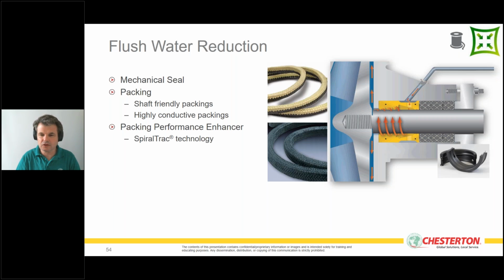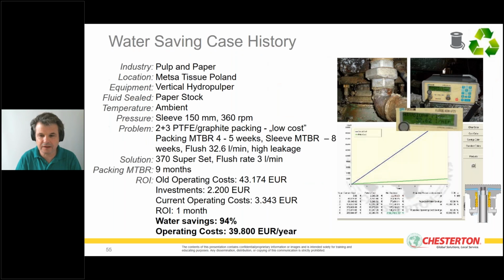In the next slide, I'm going to show you an example of a case where we actually applied the spiral track technology in combination with a highly conductive packing. This is a pulp and paper plant in Poland, sealing paper stock, relatively large sleeve pumps, shaft sleeve 150 millimeters. They were using a relatively low grade PTFE graphite type of packing that actually needed very high flush water. This is actually quite a lot, 32.6 liters per minute.